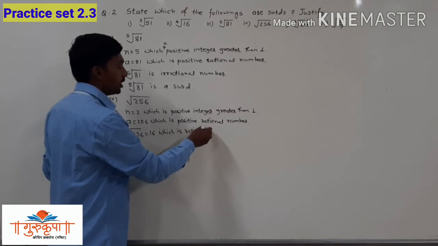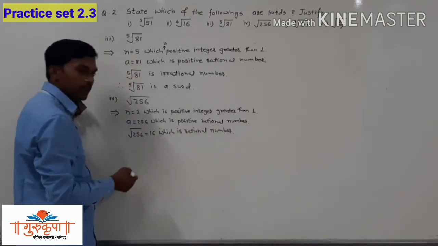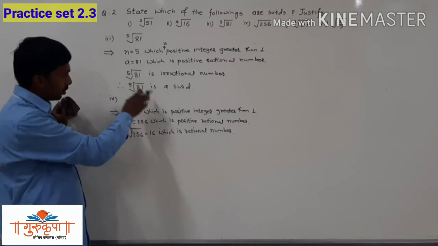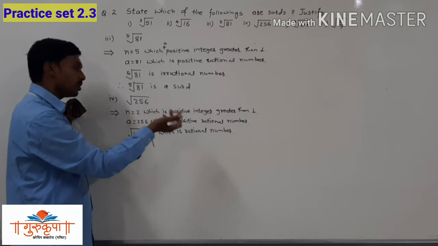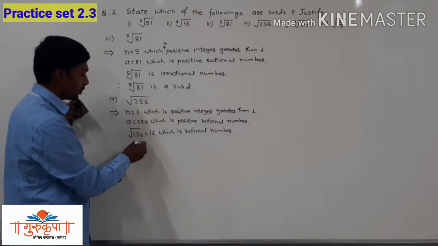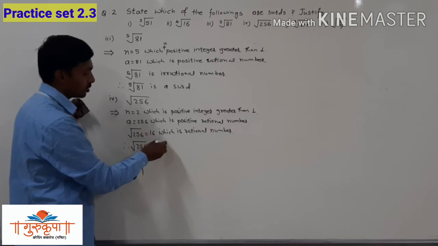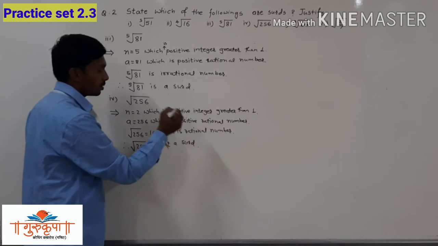It means that it is not a surd, since the given number is not irrational. So we can write here square root of 256 is not a surd.